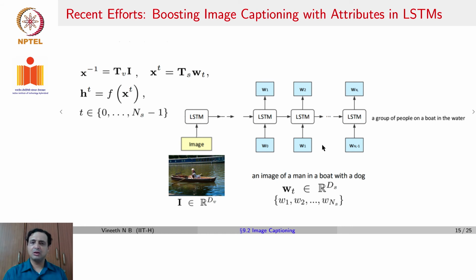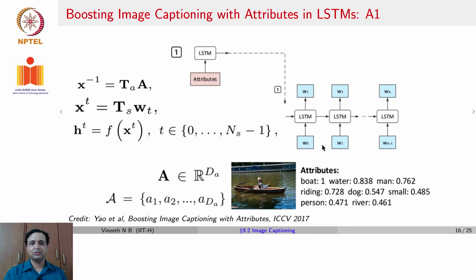So this particular work tried a few different variants. Let's see each of these variants. In one of these variants, which is the first one, which we are going to denote as A1, they considered transforming the images into attributes. So given an image, you could use an image classifier, or you could use attributes that may be provided as metadata with the image. The attributes associated with this image are boat, water, man, riding, dog, small, person, and river, with different probabilities.